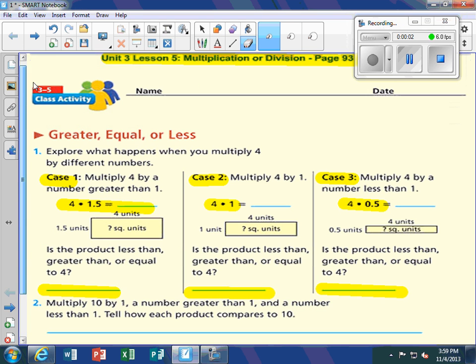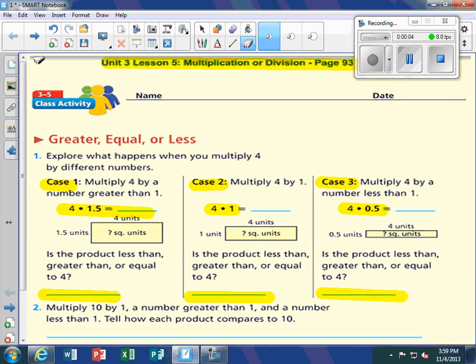All right, welcome back. We are going to be starting Unit 3, Lesson 5, Multiplication or Division, page 93. Please write that down in your black notebook and we will begin.